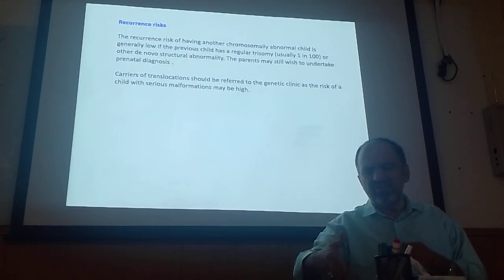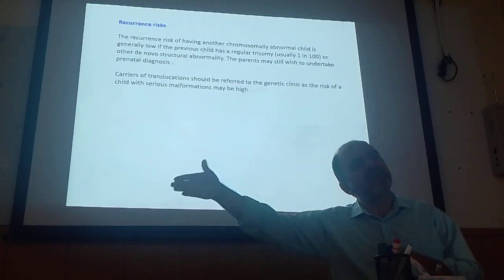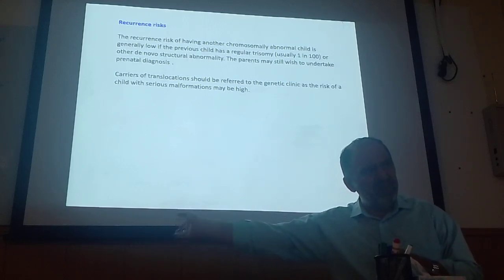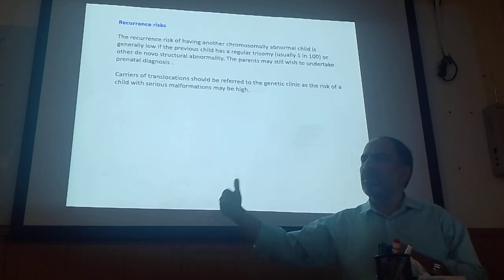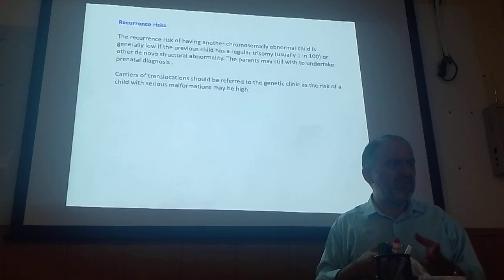For example, if at the age of 45 you want to have a baby, you have the age risk of 1 in 50, because you are 45, plus 1% because of the previous baby. Do you hear what I'm telling you?